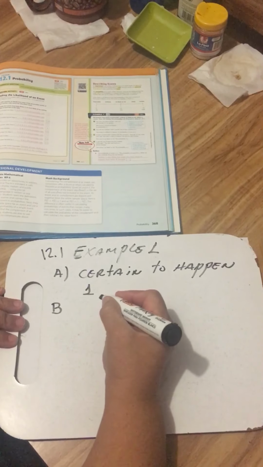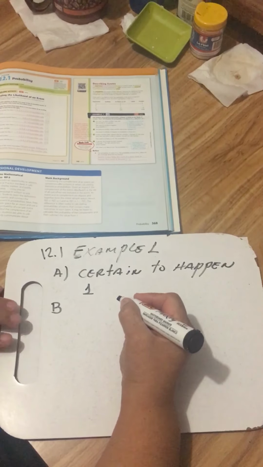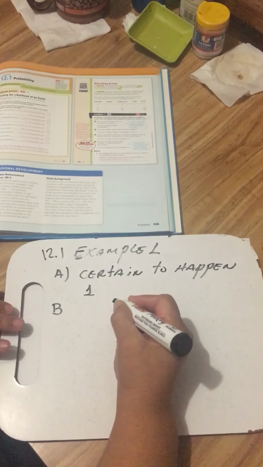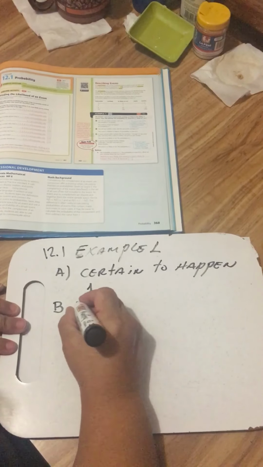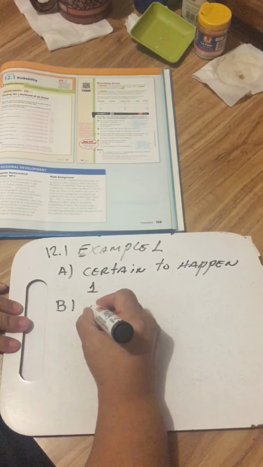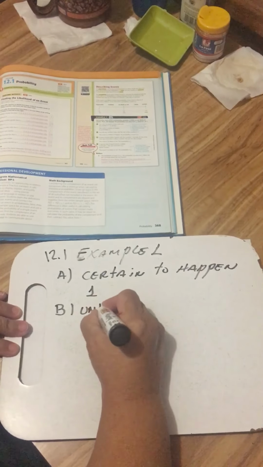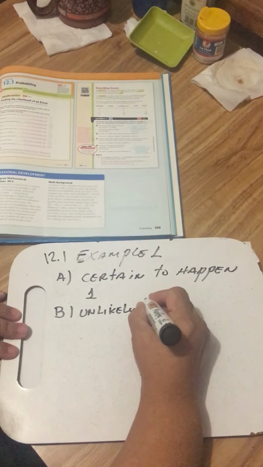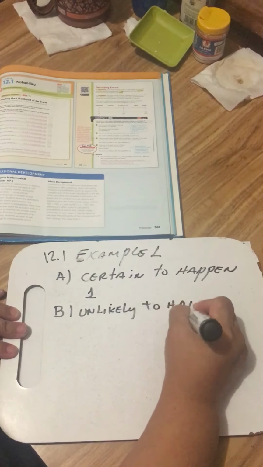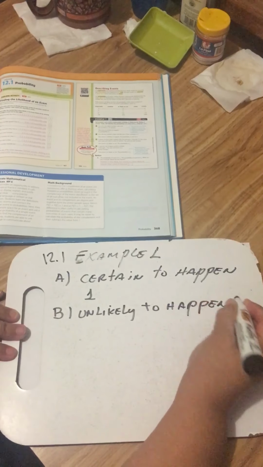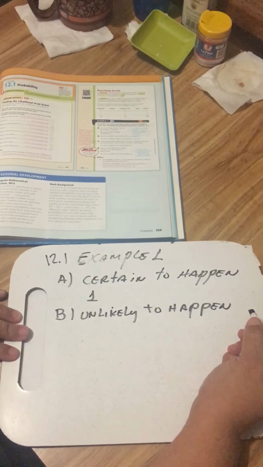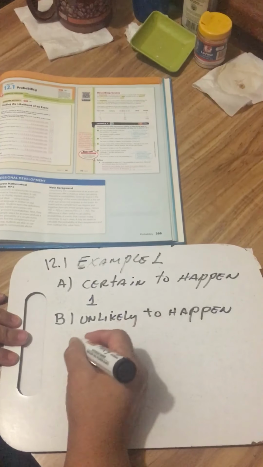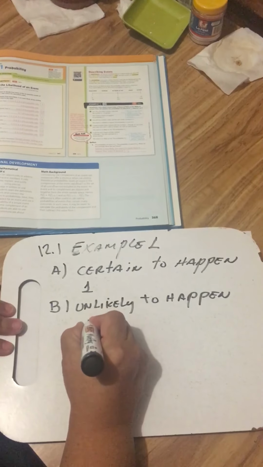In B, you roll 2 number cubes and the sum of the numbers is 3. Then the event is unlikely to happen. Then its probability is near 0.